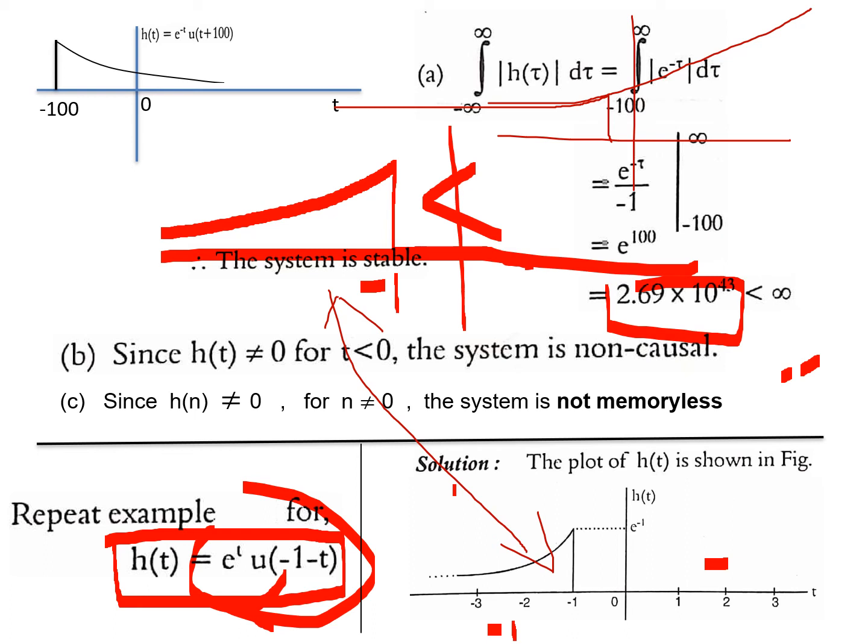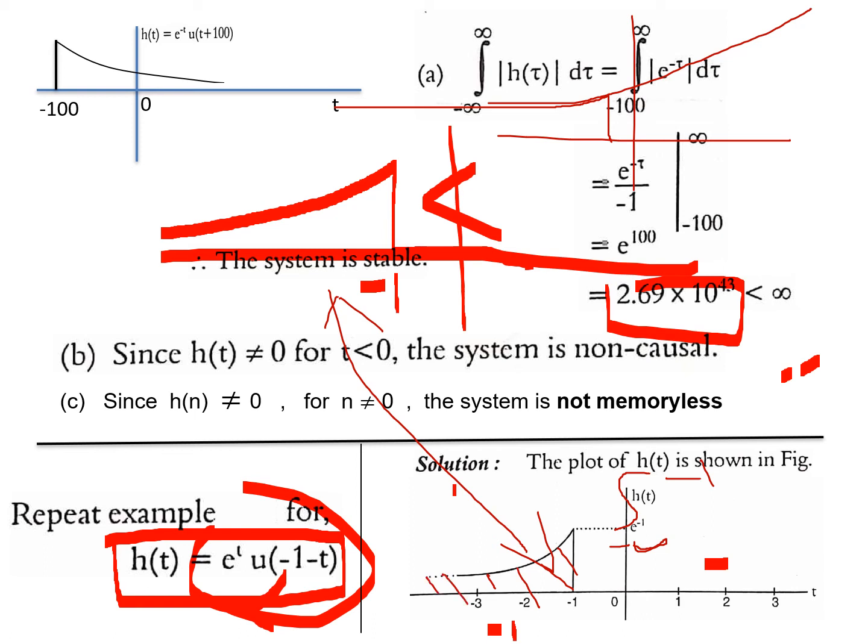So the integration limits are minus infinity to minus 1. You have to integrate h of t, minus infinity is the lower limit, upper limit is minus 1. When you integrate, the total area will be finite. See the area of the graph, because as t tends to minus infinity, the value becomes almost 0. So total area is finite, system is stable.